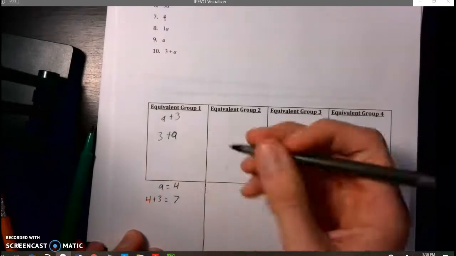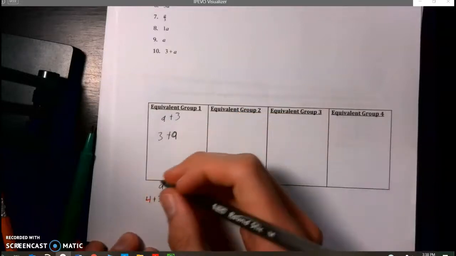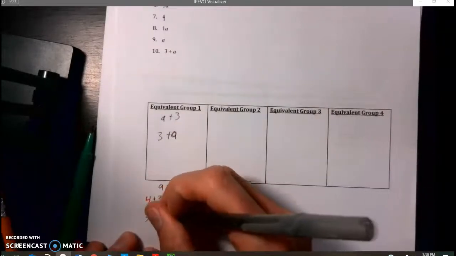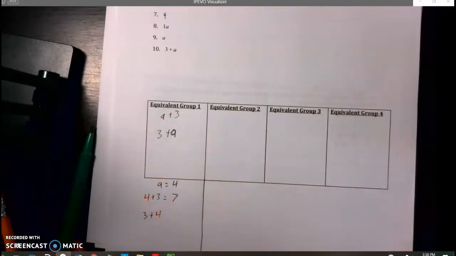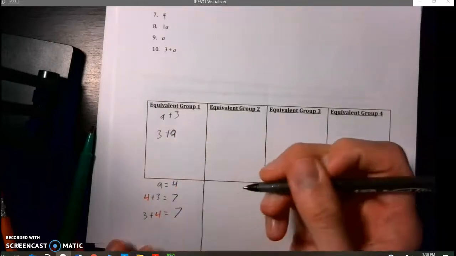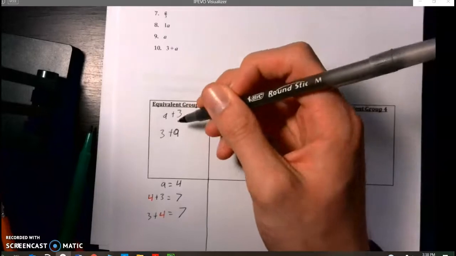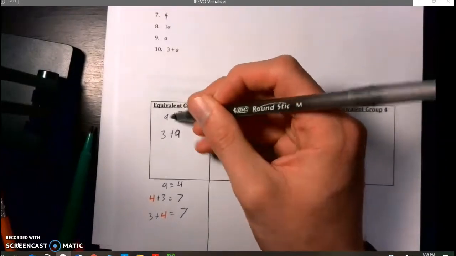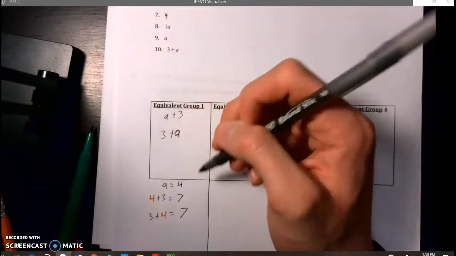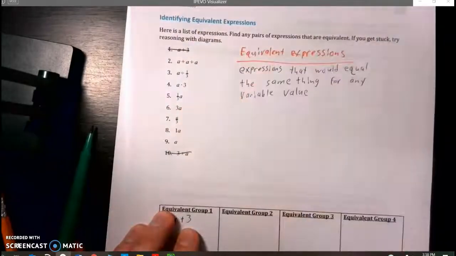All right? And now let's look at my second expression. 3 plus A. So once again, I'm going to substitute in A with the number 4. That's the value I assigned it. And guess what? I also get 7. So even though these look a little bit different on the surface because the order is switched, if we plugged in the same number for A, we would get the same answer. Therefore, these are equivalent. Okay? So then we can cross out 1 and 10.